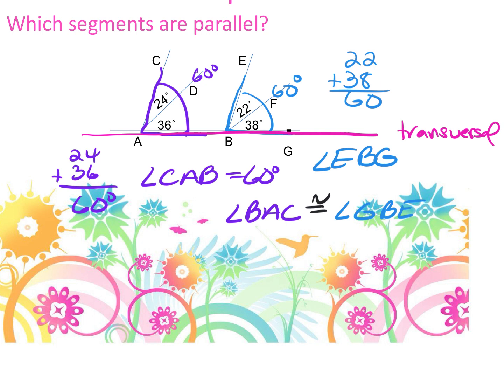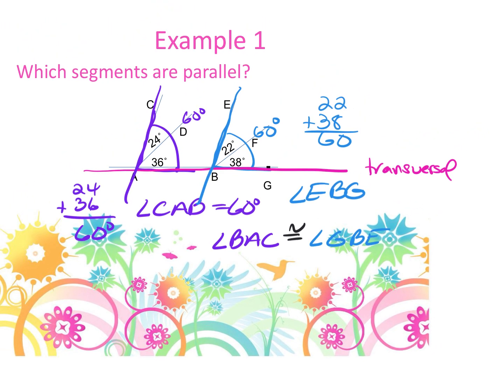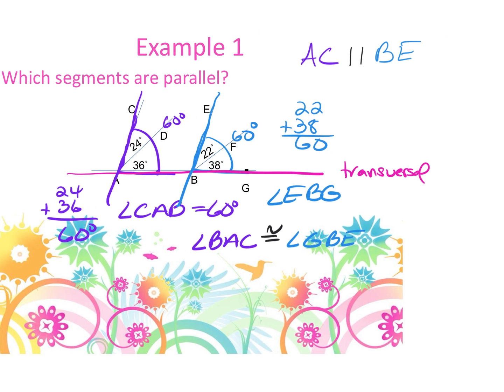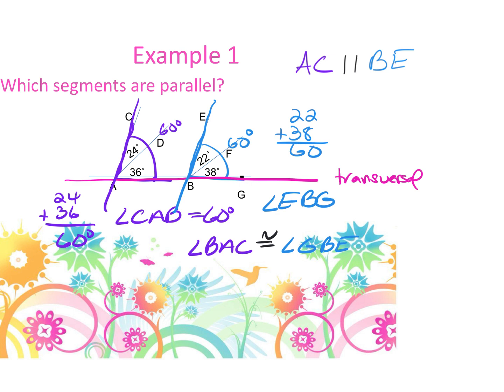And then the parallel lines would be the EB and the AC, where the single colors are. So my parallel lines here would be AC is parallel to BE. And again, you could write it in reverse. You could say CA, EB, it doesn't matter. And what I'm using here is because I found a pair of corresponding angles that are congruent, I am using my corresponding angles converse. You use the converse when you're proving them parallel.